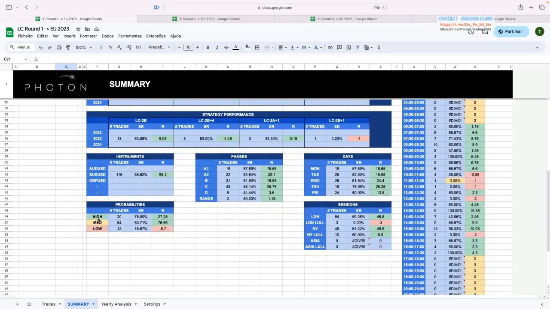And yeah, you can see that most trades came from medium probable trades, which kept going that way around the 4 phases.